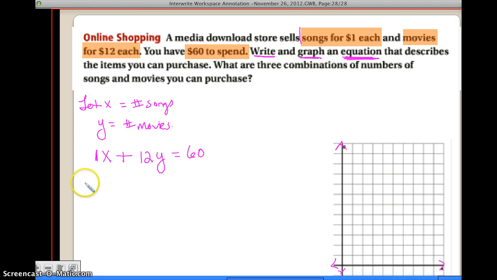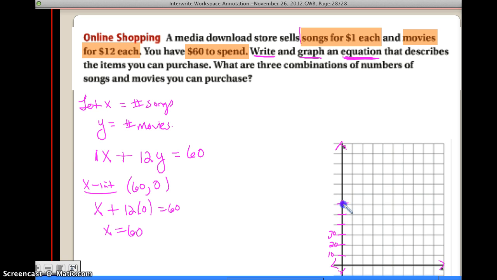Now we can use the x-intercepts and the y-intercepts to actually figure out this graph. So the x-intercept is going to be something, 0. Let's go ahead and substitute in 0 for my y. The 1x, I don't need the 1, plus 12 times 0 equals 60. So that x equals 60. Be careful when you graph this. I'm going to go up by tens. 10, 20, 30, 40, 50, 60.